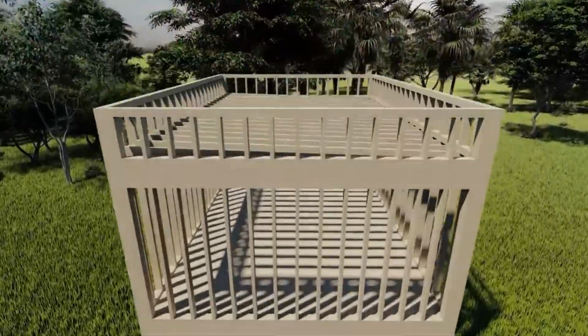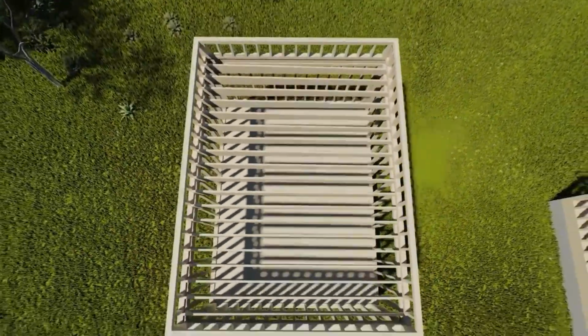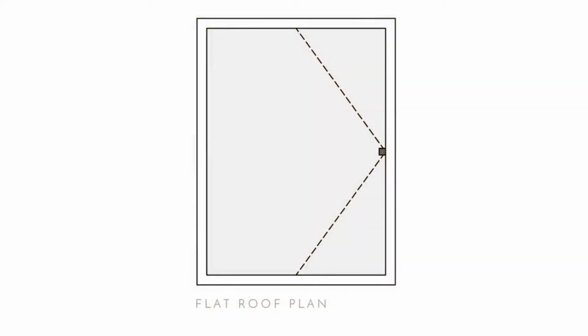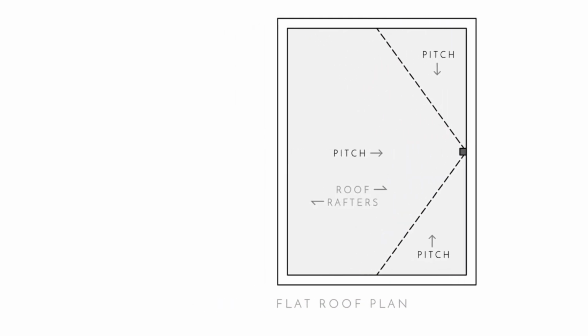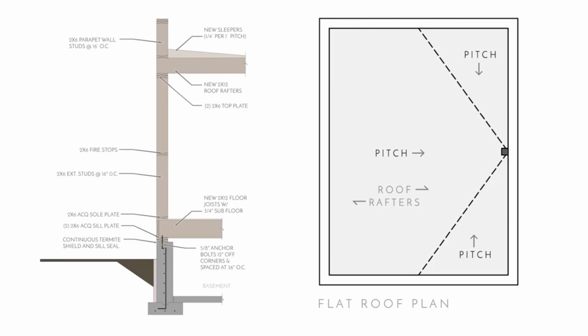So for the flat roof, there's a parapet going around the entire exterior. Then the sleepers are placed on top of the roof rafters, and this gives the roof a pitch. Then we have the two crickets on the top and the bottom, and these all pitch into that roof drain right in the middle to the right. And here's the section on how everything comes together.